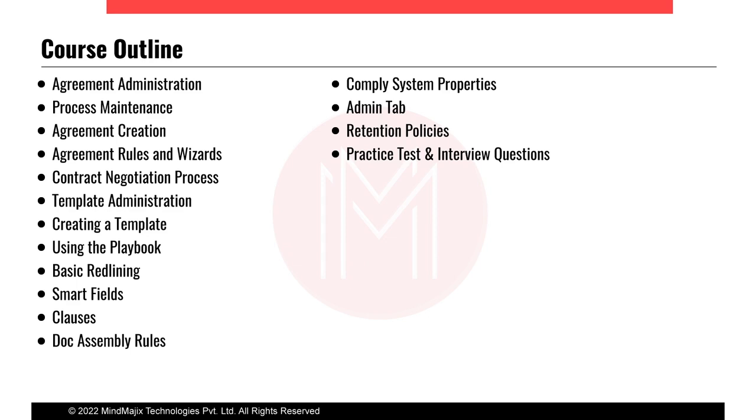The basic redlining: the redlining that happens inside the negotiation process, how to do that, all of the things about it. Then smart fields: what are smart fields, how they work, we'll talk about that. Then clauses, what are the different types of clauses. Then doc assembly rules. Then we have the system properties, the settings that can change the behavior of the out of the box APTIS CLM. We'll talk about that.